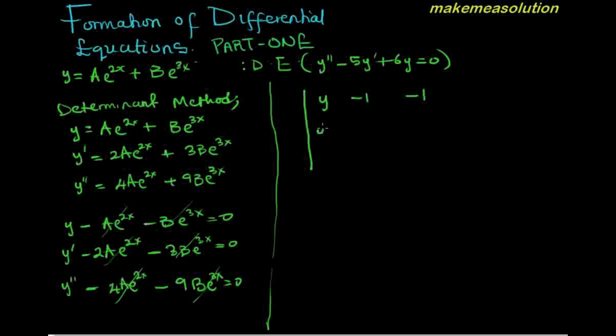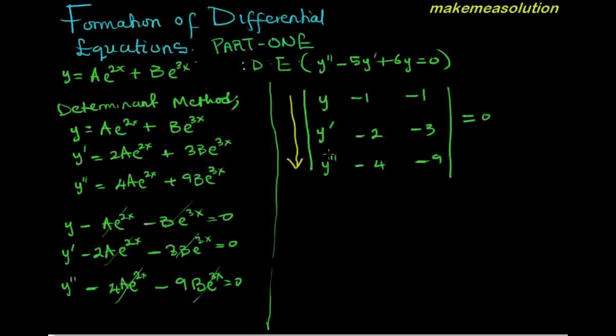On this particular line you have y prime, minus 2 and minus 3. On this line you have y prime prime, minus 4, and minus 9, and this is equal to 0. So by the time you solve this determinant and set it equal to 0, you will still get the same answer. I'm going to expand this determinant along the first column.